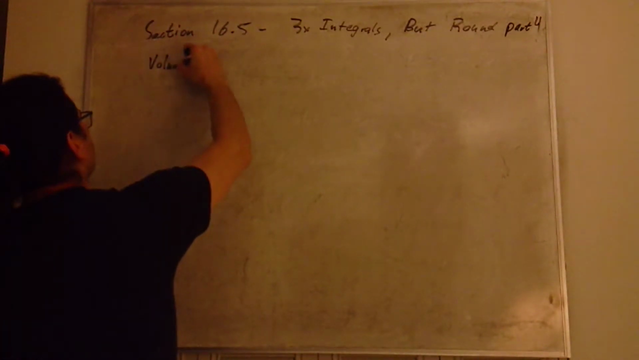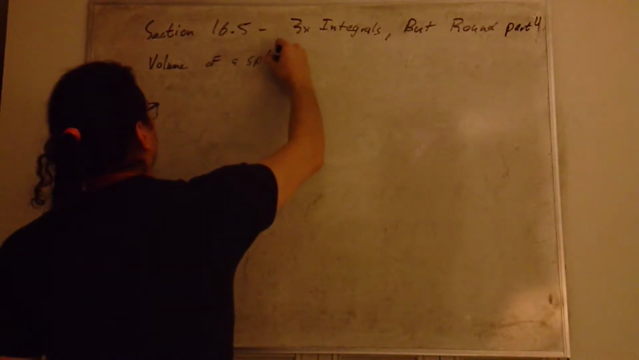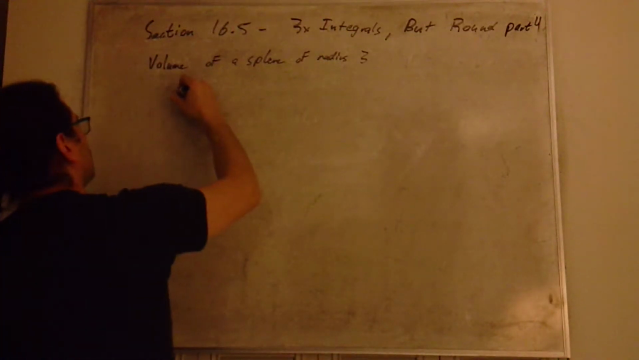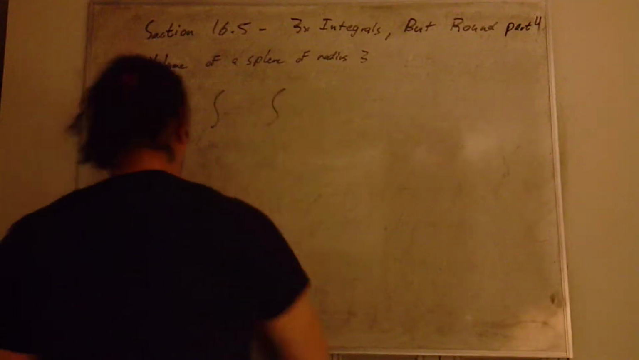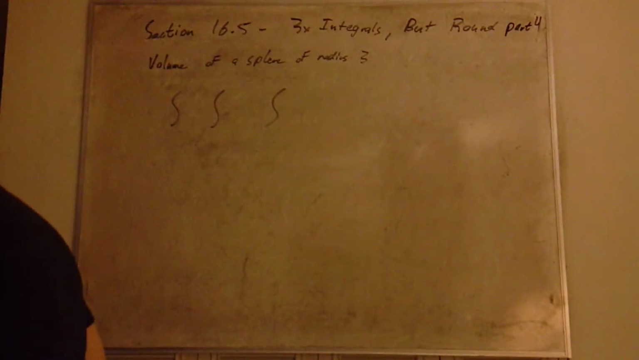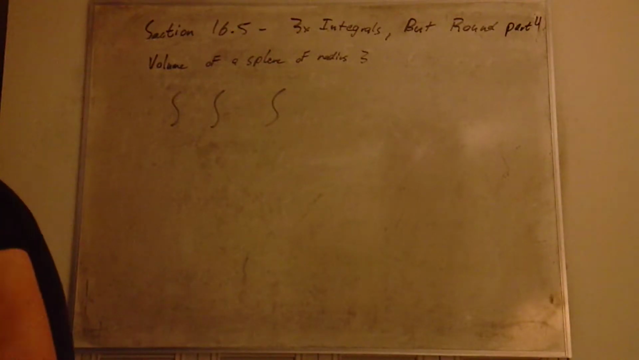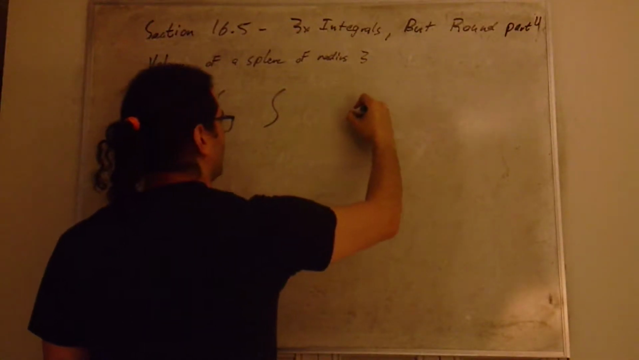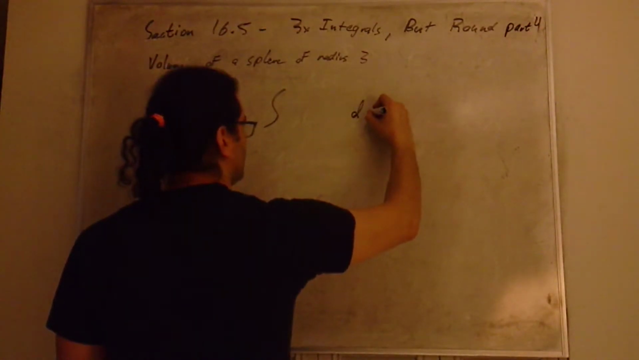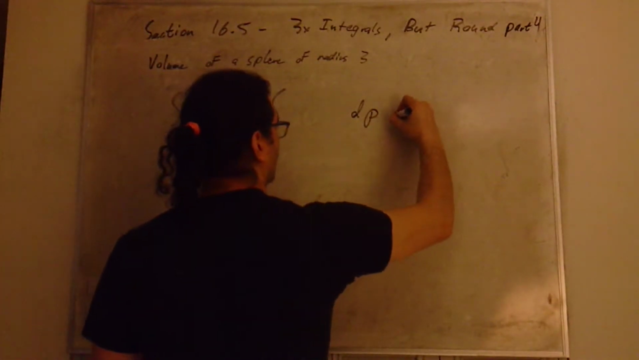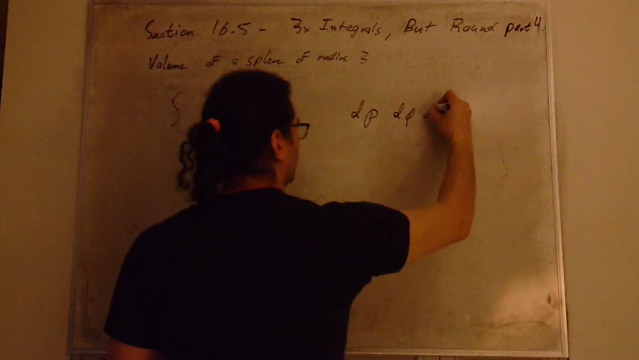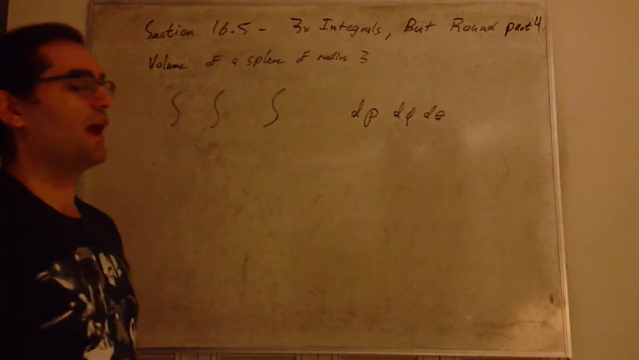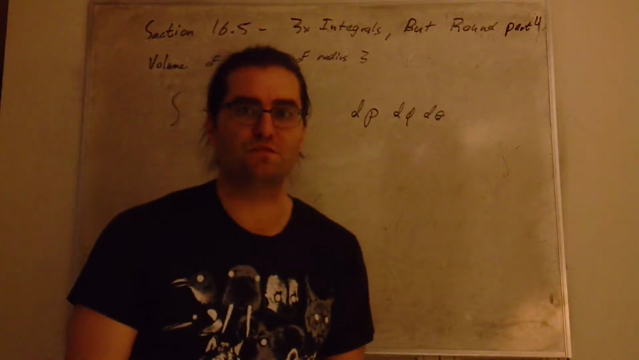Volume of a sphere of radius 3. So I want a triple integral. I want a better marker. My markers are running out of good options here. I'll get some new markers soon. We have a triple integral. I need a d rho, I need a d phi, and I need a d theta. And there's going to be some other exciting bits as well.